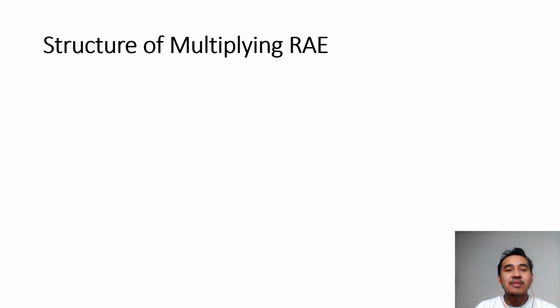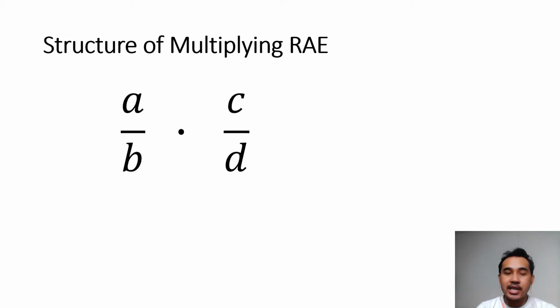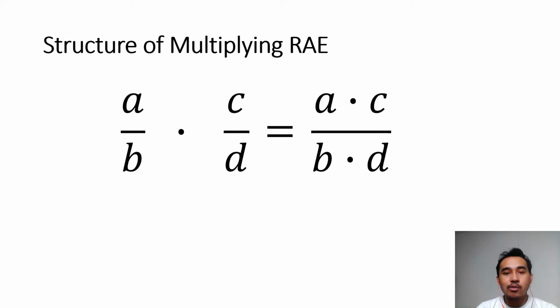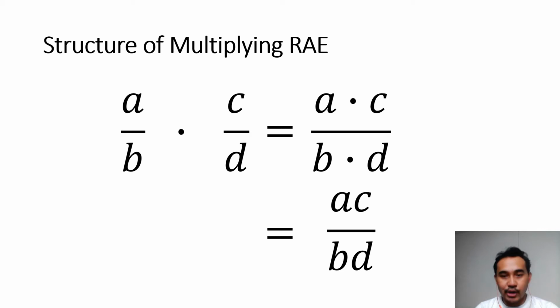Now, let's look at the structure of multiplying rational algebraic expressions. It starts with one rational algebraic expression, which is a over b, multiplied by c over d. What happens there is that you multiply all the numerators, so you have a times c, and then b times d. When you multiply that, the product would be ac over bd.